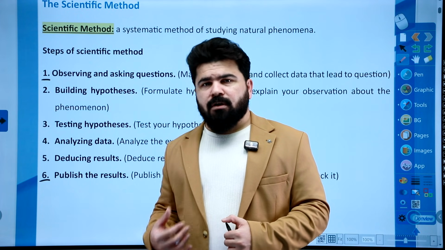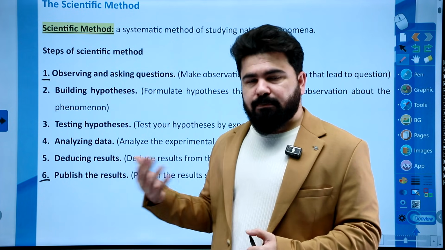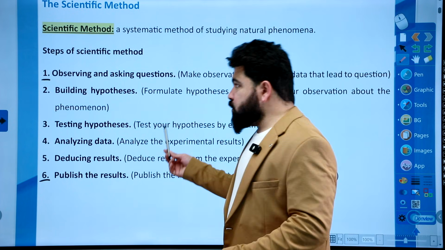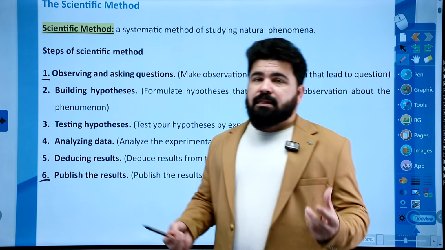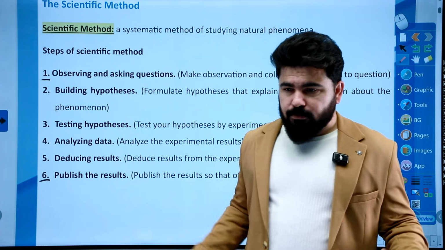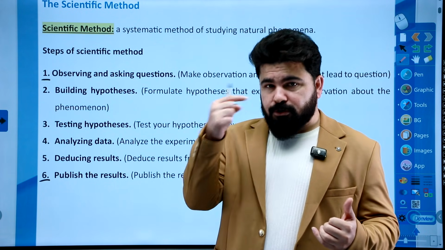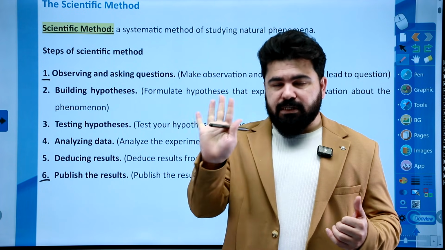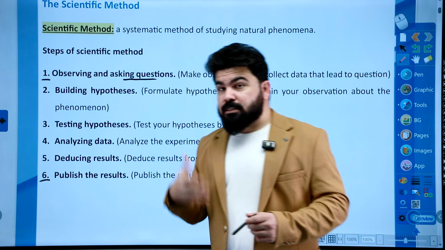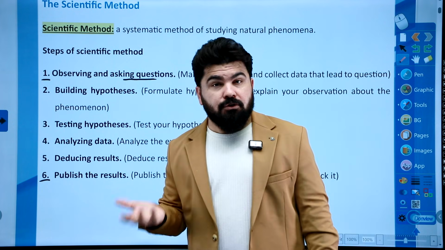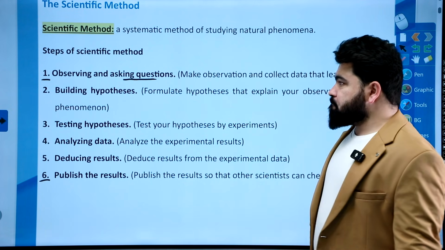Let me give you an example. Let's say a smell is coming from the house, and you want to observe and ask questions about it, okay? Let's say you're having dinner and suddenly you smell something, and you ask your parents or your siblings, do you smell that too? So you observed. Observing means using five senses. You smelled, it means you observed, and you started asking questions. You asked your father, you asked your mother, do you smell that too? So observing and asking questions is the first step.